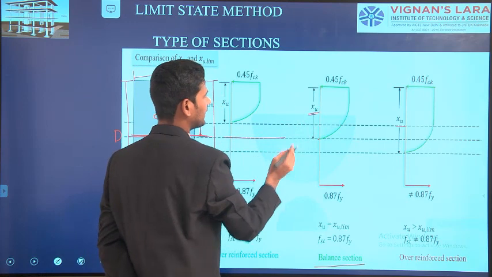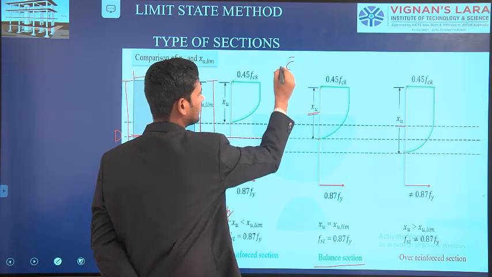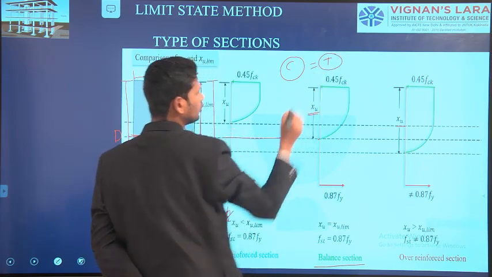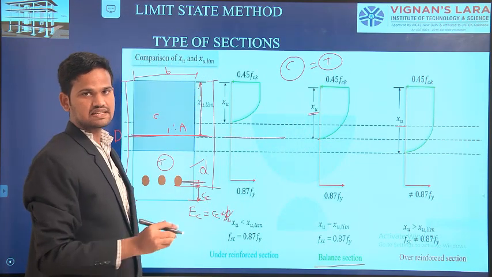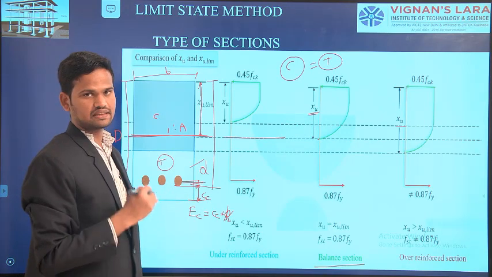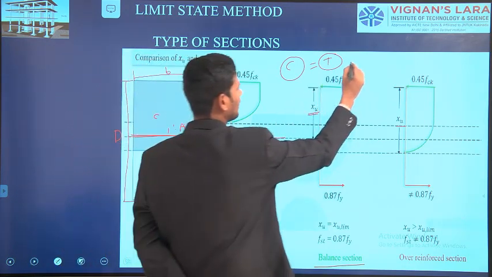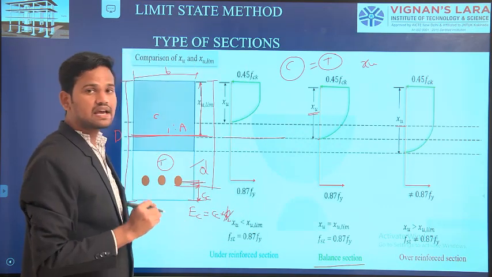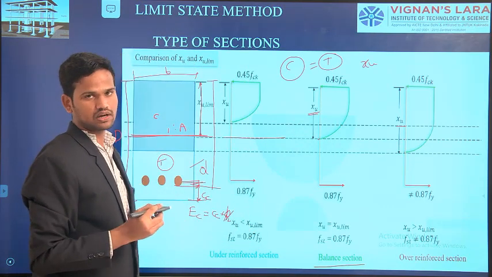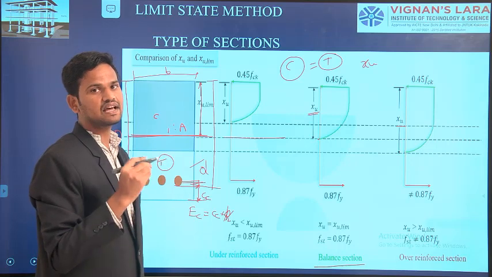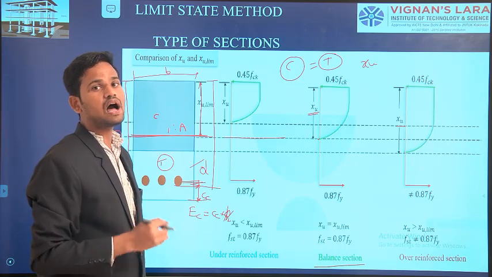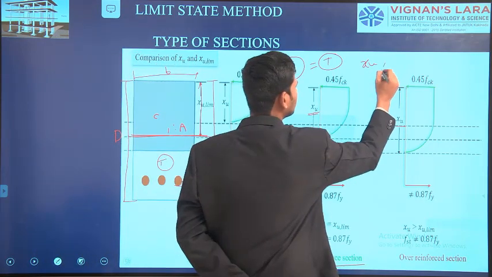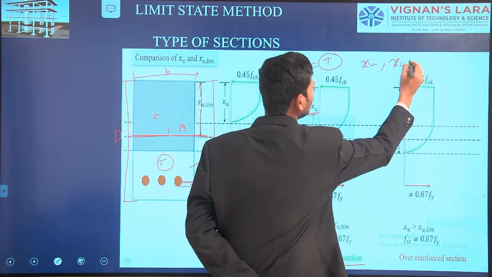This is how we calculated XU. We have calculated the total compressive force as well as the total tensile force. Based on the total compressive and total tensile forces, we calculated the XU value as well as the limiting depth of the neutral axis. That means, based on the grade of the steel, we have also calculated the limiting depth of the neutral axis.